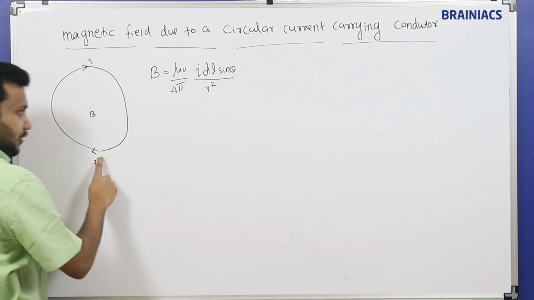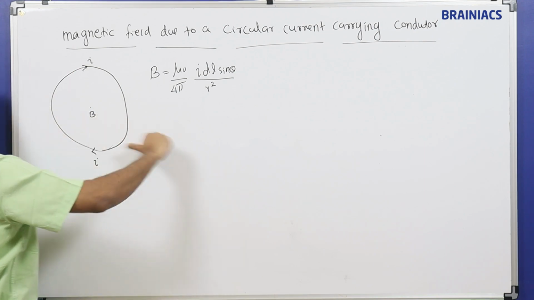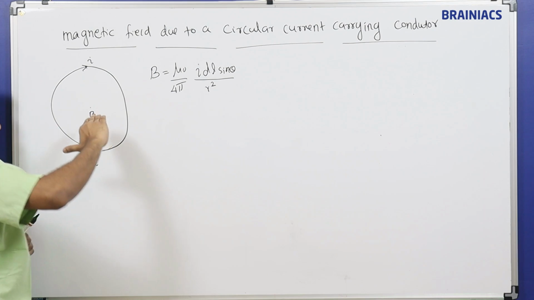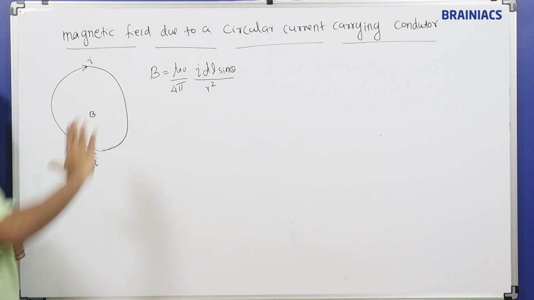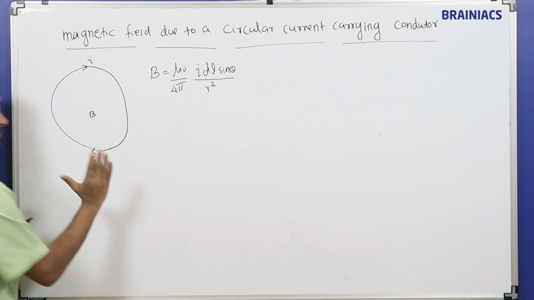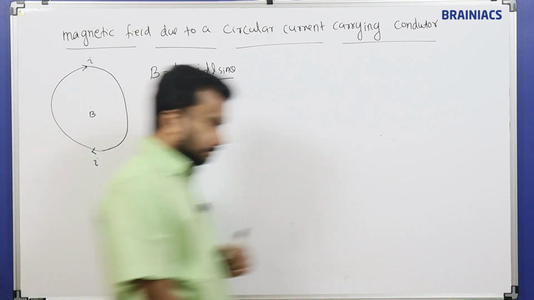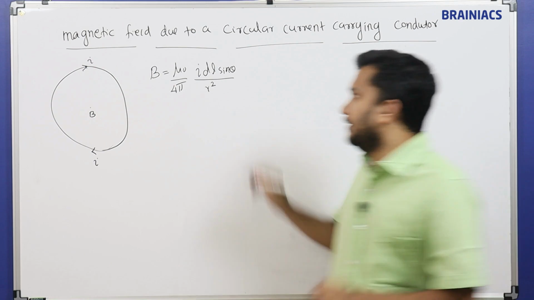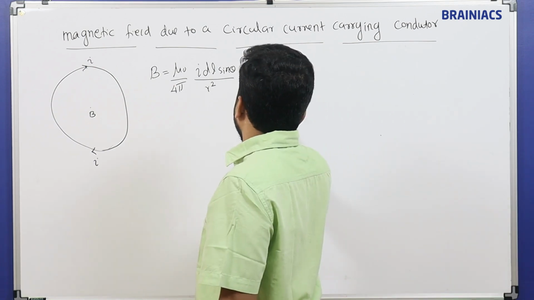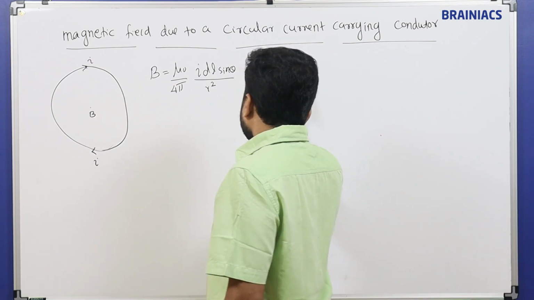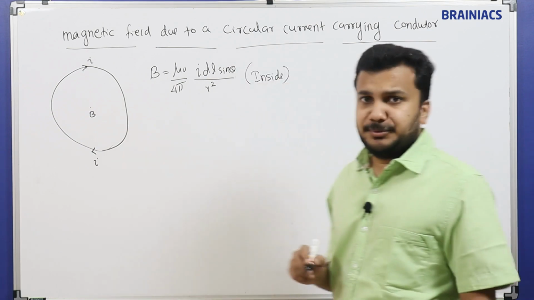Now if you look at the bottom side also, my thumb is coming towards me. If I hold the conductor like this, my other fingers are going inside. So the magnetic field is inside. The direction is very clear: the magnetic field is inside, or in your case, you can say into the paper.